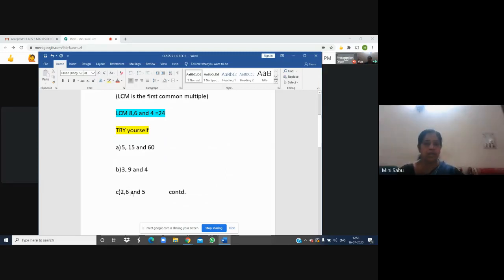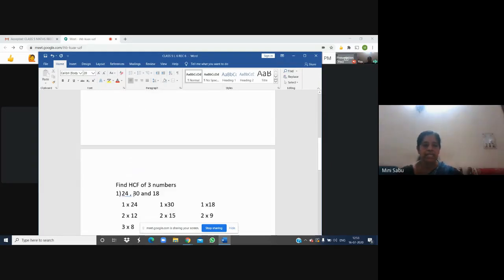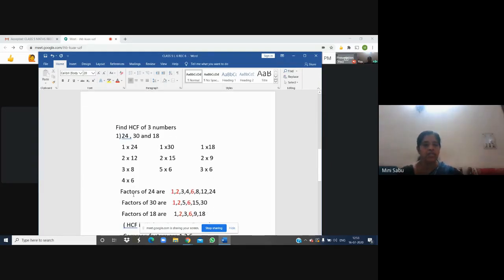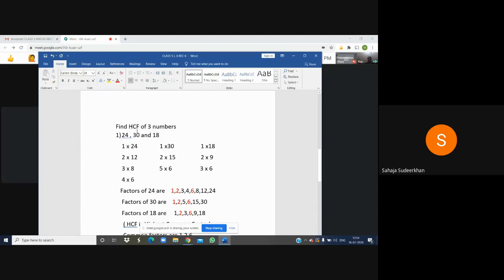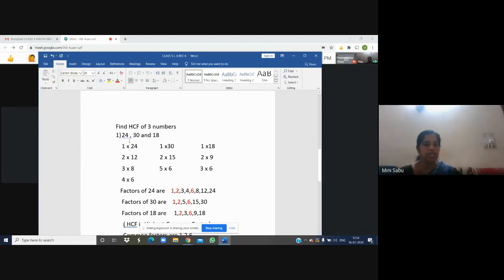And 5. Okay, got it? Now, in the next page, there are some questions. In a similar way, find the HCF of 3 numbers. How do you find the HCF of 3 numbers? What is HCF? Highest Common Factor. So remember, in such questions, you have to find the factors. Here the first question is 24, 30, and 18.